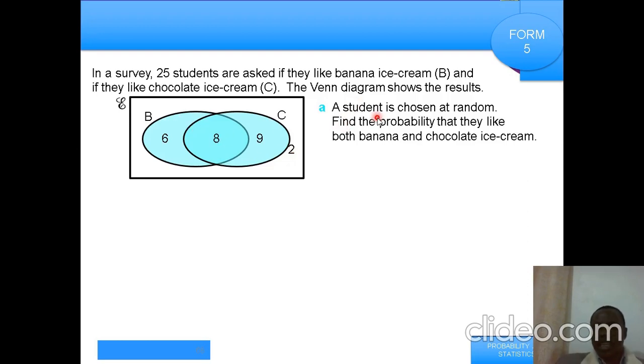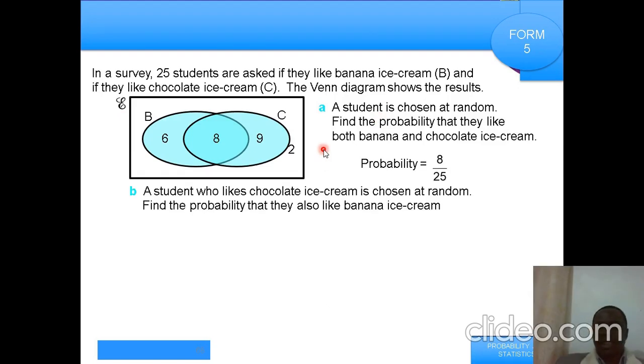So this question A is asking us to get the probability of those who like both banana and chocolate. And there are 8 out of a total of 25 students. Okay, so we go 8 over 25. All right, next question. A student who likes chocolate ice cream is chosen at random.